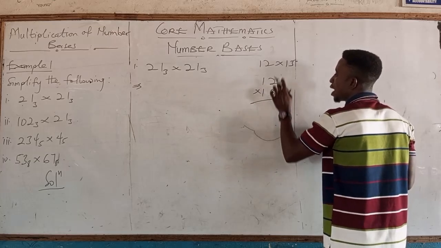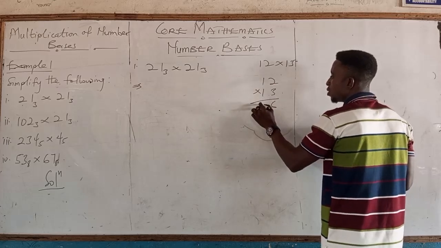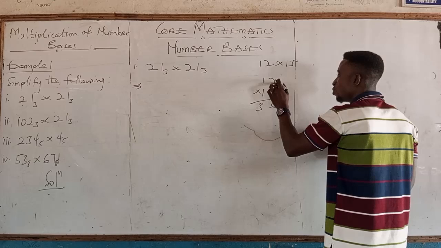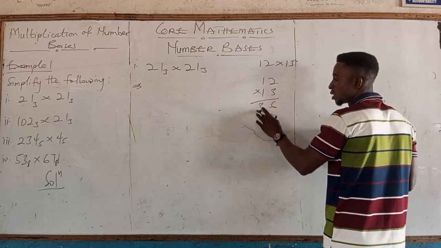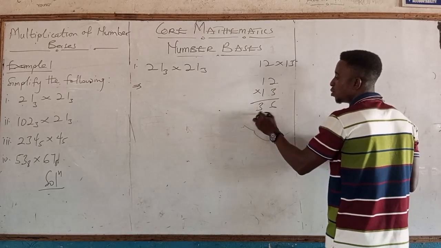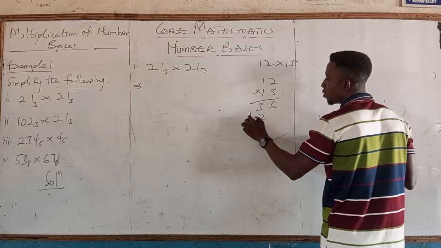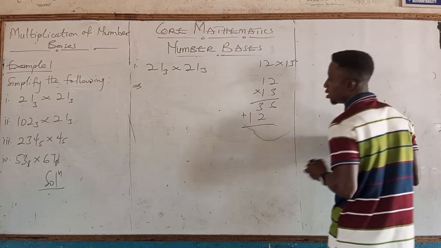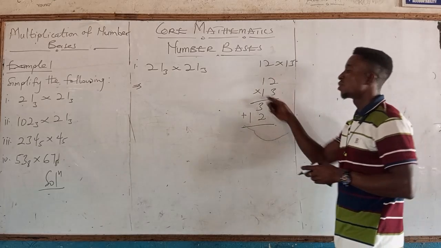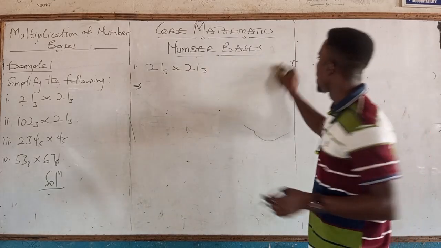I'll have 3 times 2, which is 6. 3 times 1 is 3. Then 1 times 2, I'm on the second row, so I'll start putting it from the second place. 1 times 2 is 2. Then 1 times 1 is 1. Then we add our results, and what we get is the product of these two.